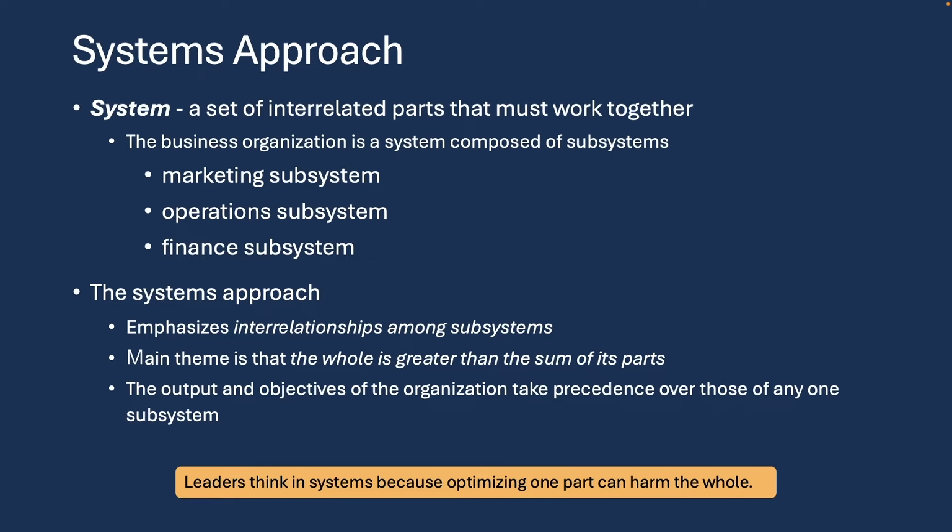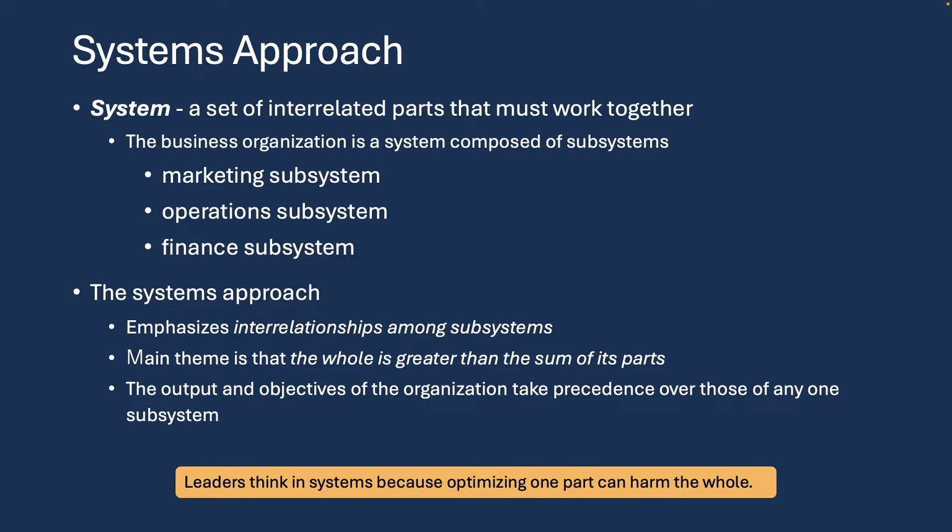So, the systems approach. A system is a set of interrelated parts that must work together. The business organization is a system composed of subsystems. You can think of it as the marketing subsystem, the operations subsystem, the finance subsystem. The systems approach emphasizes interrelationships between subsystems.